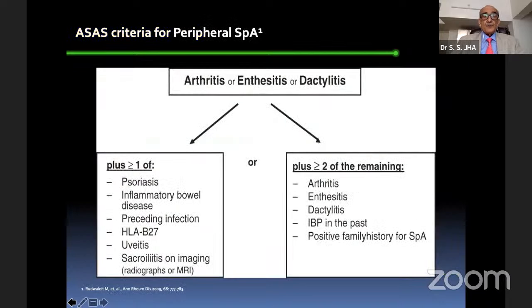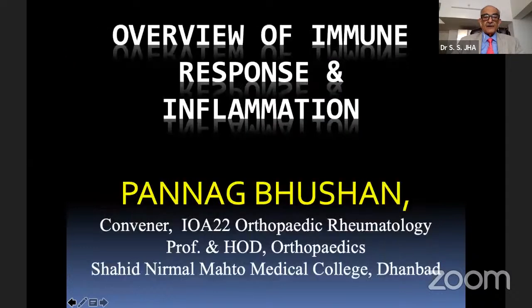Friends, for peripheral arthritis, like in psoriatic arthritis, you should have arthritis, enthesitis, or dactylitis, plus one or more of the features like psoriasis, inflammatory bowel disease, preceding infection, HLA-B27, uveitis, and sacroiliitis on MRI or X-ray.